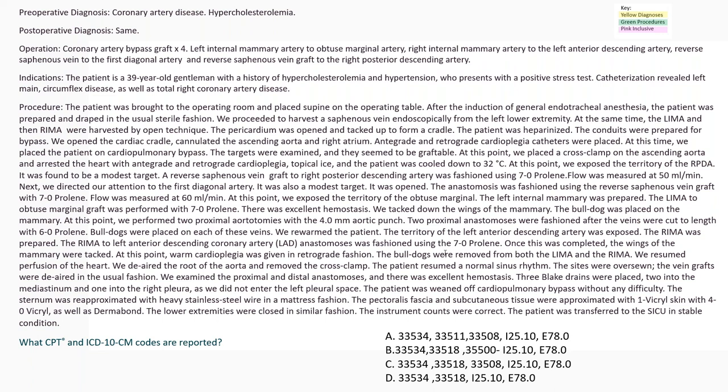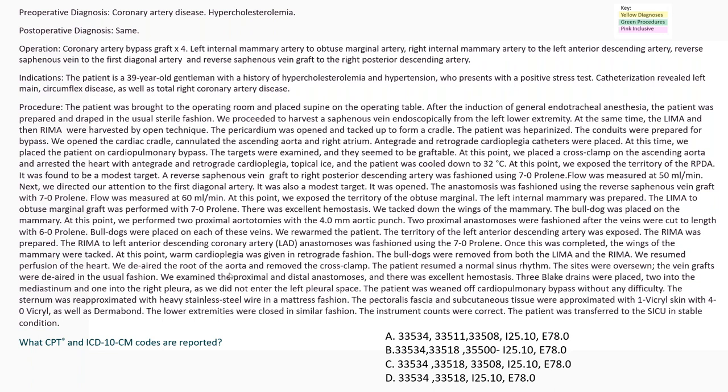Preoperative diagnosis, coronary artery disease, hypercholesterolemia. Postoperative diagnosis, same. Operation, coronary artery bypass graft times 4. Left internal mammary artery to obtuse marginal artery, right internal mammary artery to the left anterior descending artery, reverse saphenous vein to the first diagonal artery, and reverse saphenous vein graft to the right posterior descending artery. Indications. The patient is a 39-year-old gentleman with a history of hypercholesterolemia and hypertension who presents with a positive stress test. Catheterization revealed left main circumflex disease as well as total right coronary artery disease.